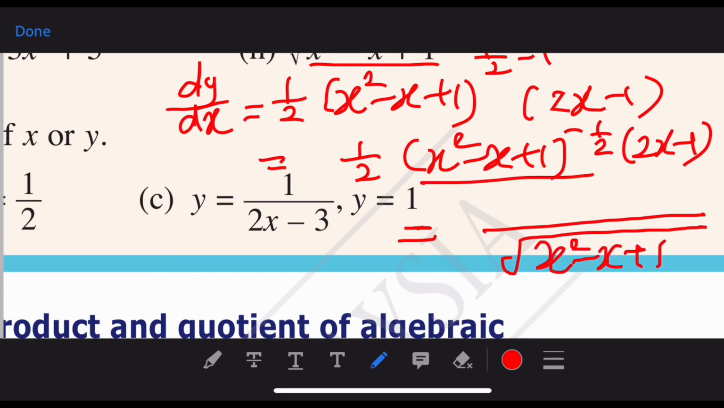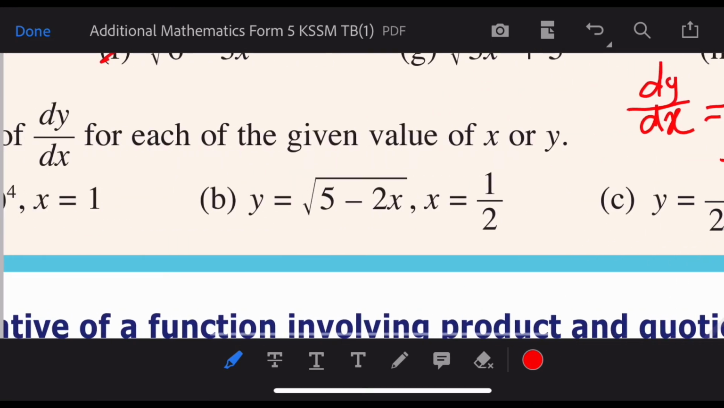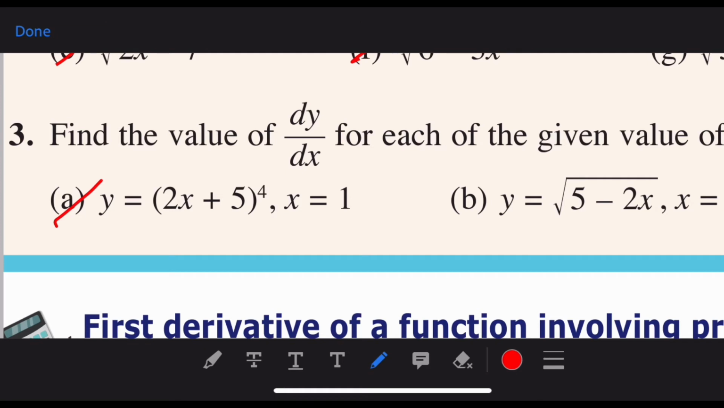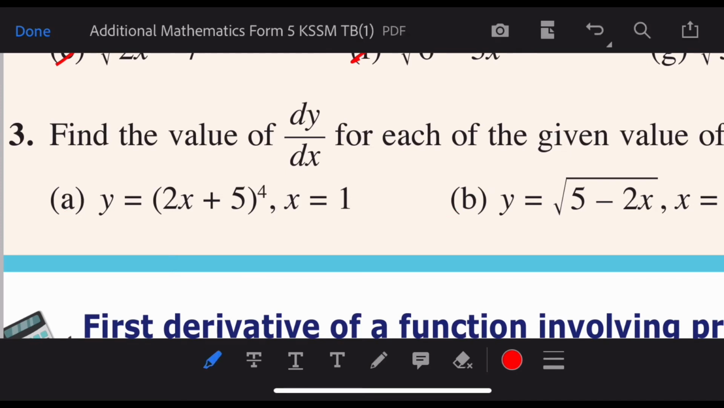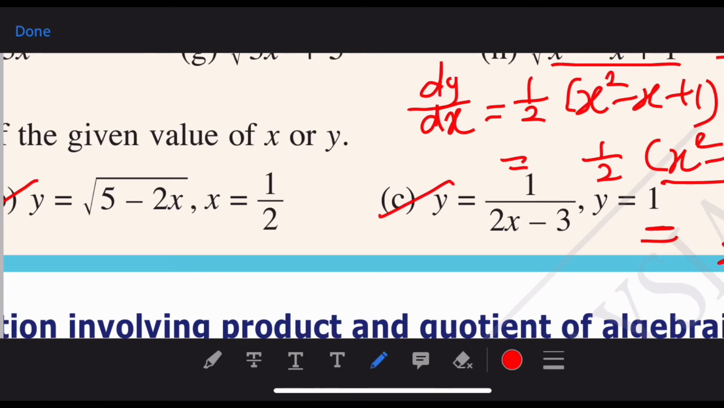Alright, this one, bring it down, it becomes positive half with a square root. Then the 2 is still down there, then the 2x minus 1 up there. That's all. This is the answer for the chain rule. Okay? So the rest maybe you can try on your own. This one, after you differentiate, you substitute 1 inside. Okay, you can try.